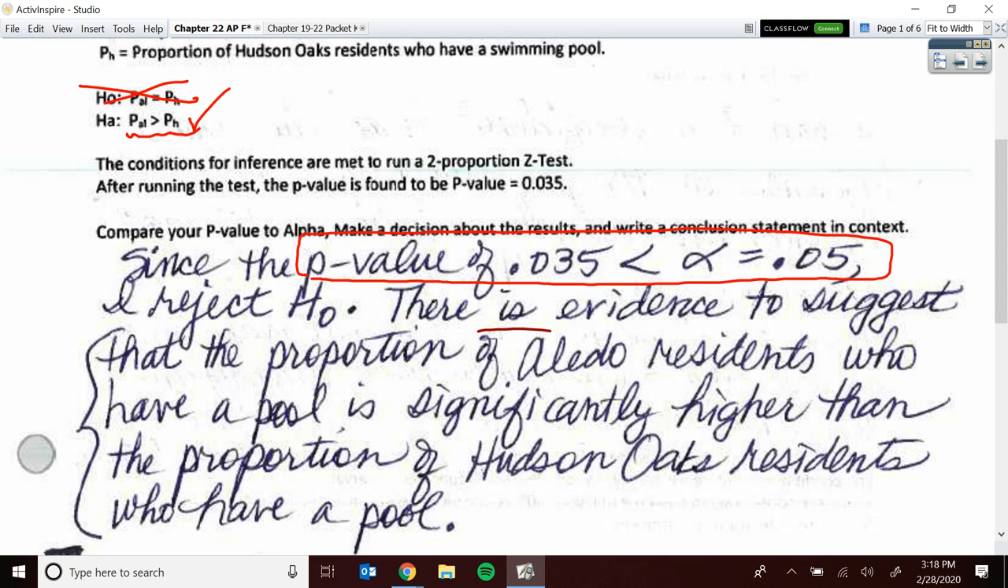And we do have evidence that the proportion of Aledo residences who have a pool is higher than the proportion of Hudson Oaks residences who have a pool. So this little section right here is just straight up what HA is, but in context, okay? So that's all you're saying is you do or you do not have evidence of HA in context.